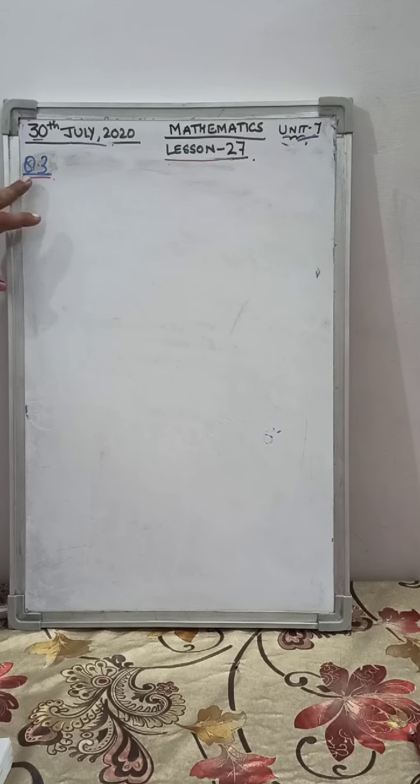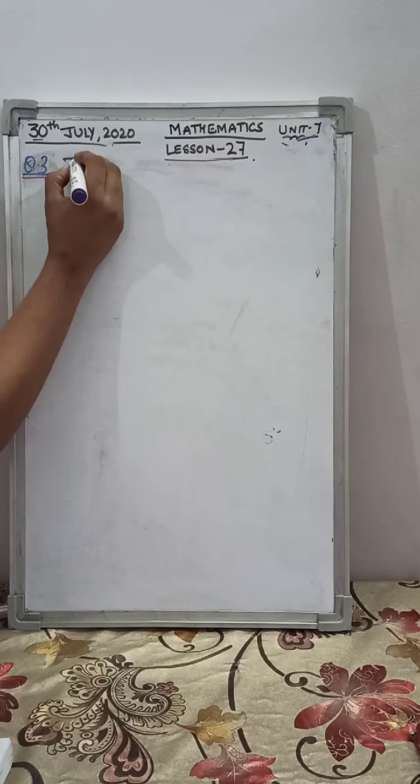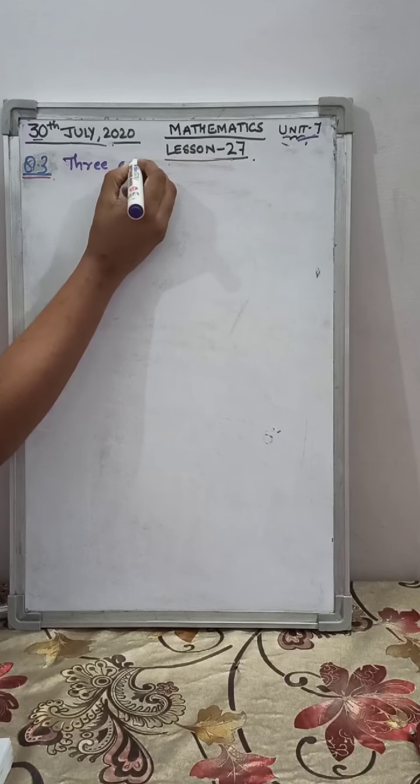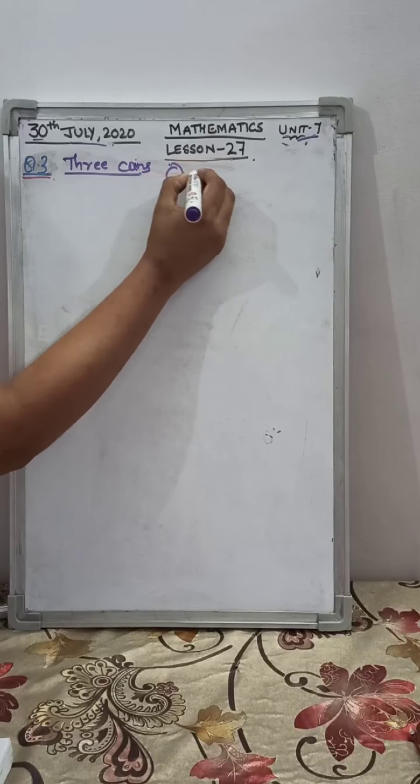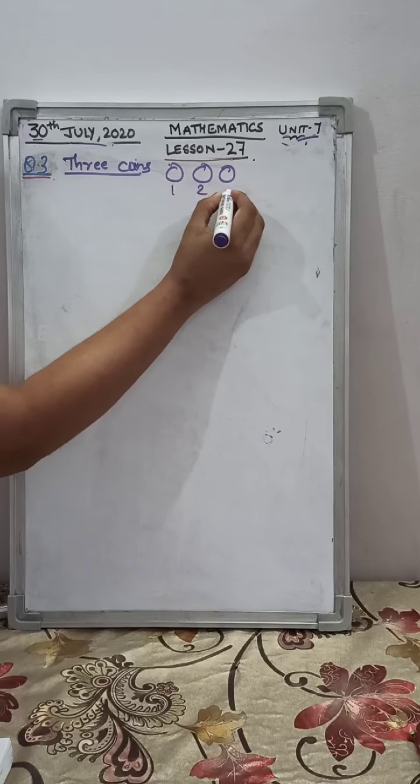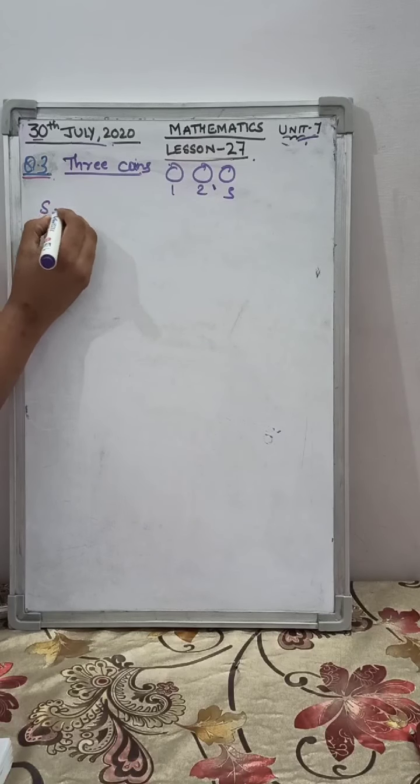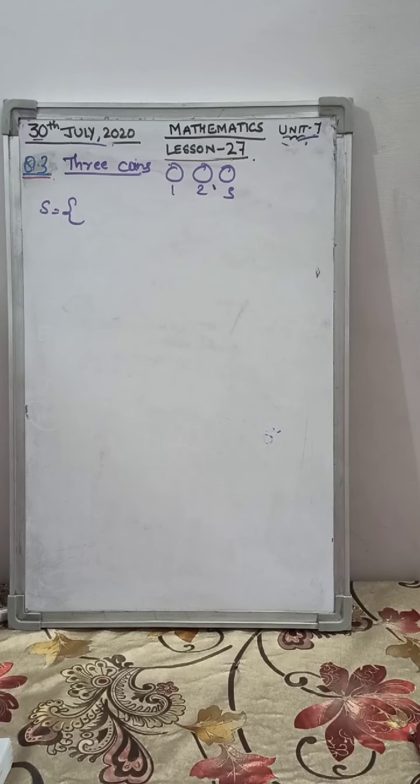Question number 3 says that 3 coins are tossed simultaneously. These are the 3 coins. In this we have to first of all find out the sample space. What is sample space? Total outcomes, total possibilities when you toss 3 coins.